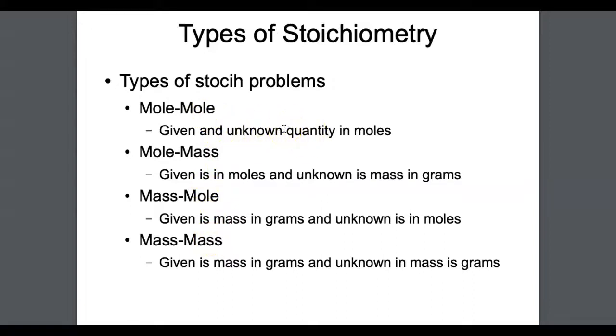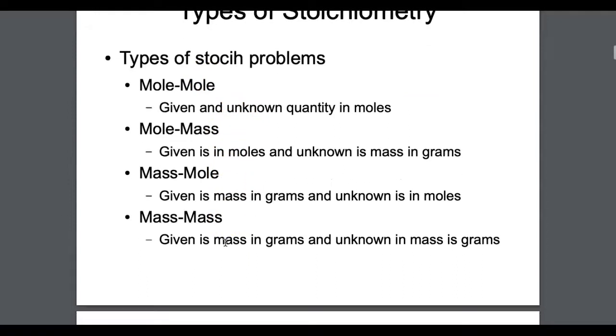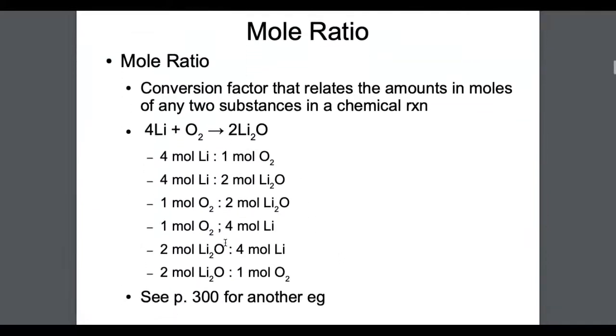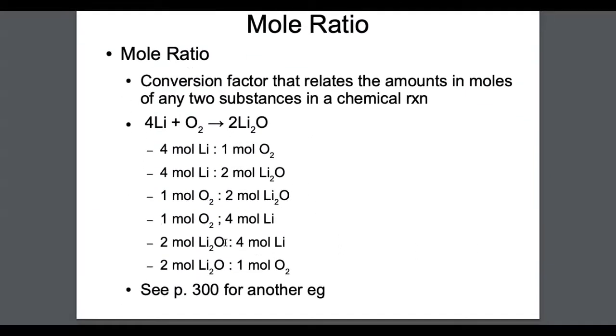This will be indicated by the phrase how much, or determine the amount, or find the blank, and that will be your unknown. And it's a good habit to get into to write out your given and your unknown so that you know which type of the four stoichiometric calculations you need to perform. Before we get into those types of stoichiometry, we need to talk about mole ratios.